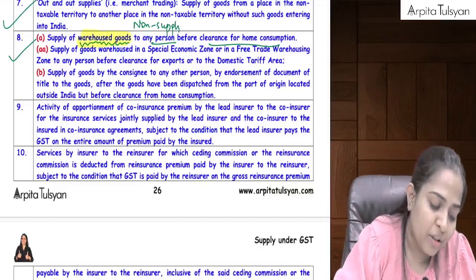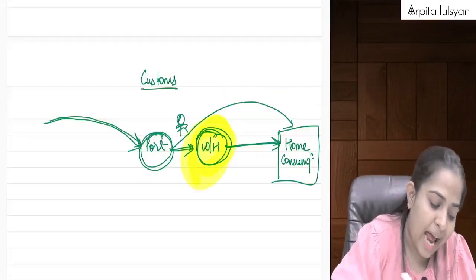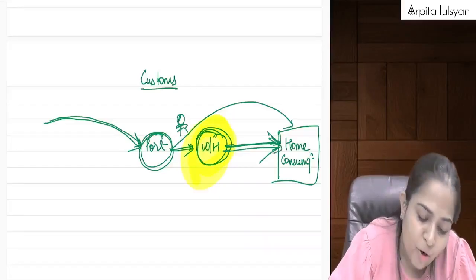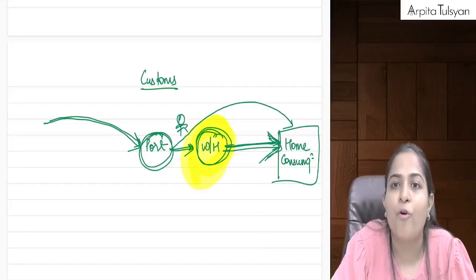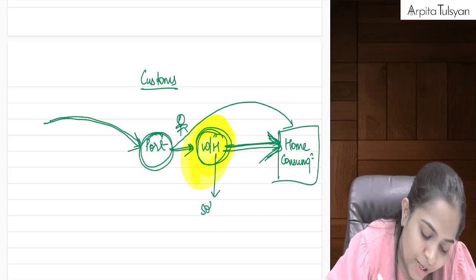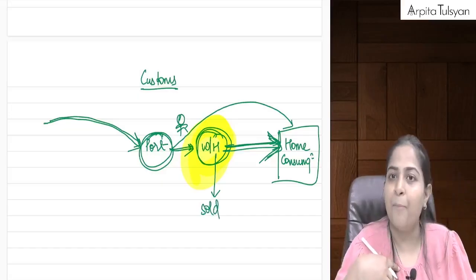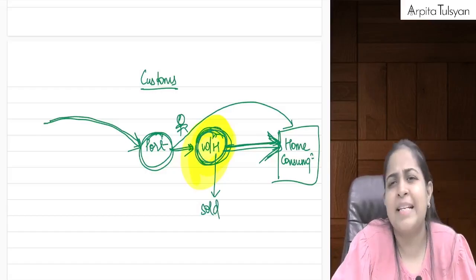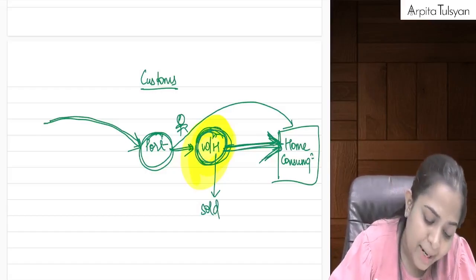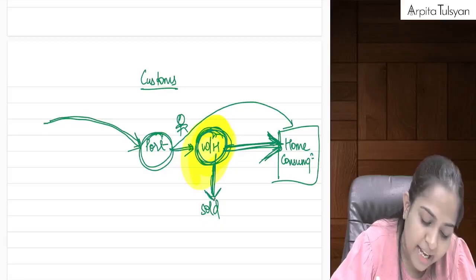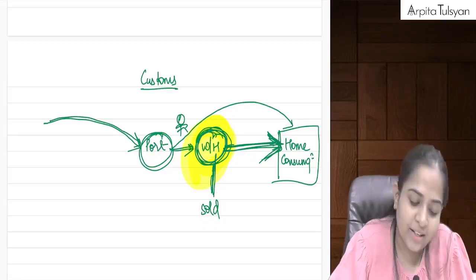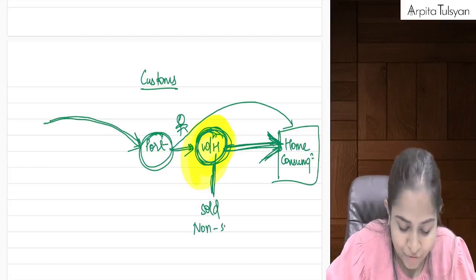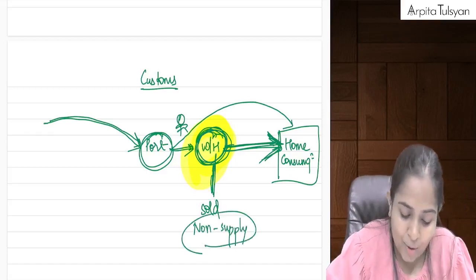Now if the goods are already kept in the warehouse, and before you could clear it for home consumption, you have already sold it to someone. Arpita imported the goods, deposited them in the warehouse, but now says she doesn't want the goods and sells it to someone while the goods are kept in the warehouse. Here they are telling that as of now, GST will not get attracted. This will be considered as a non-supply.